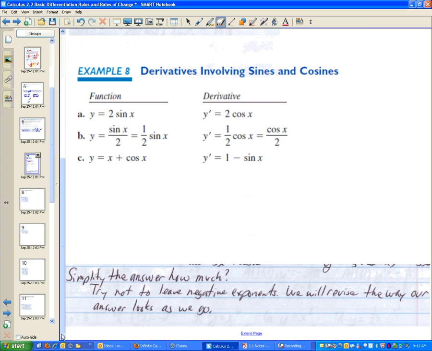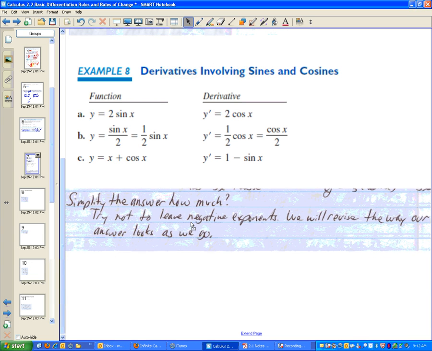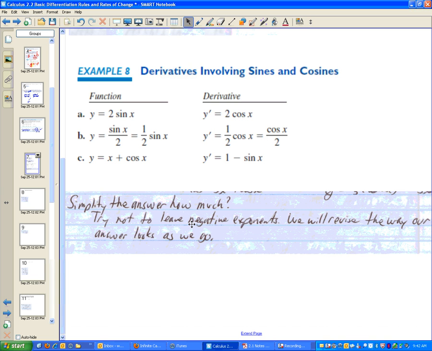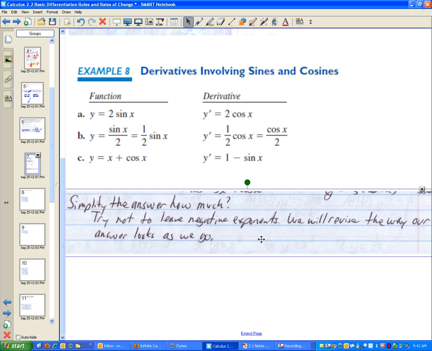Now, something that we'll have to talk about quite a bit as we go through the years is how much to simplify your answer. For now, try not to leave negative exponents, and try to make your answer look like your problem. If there's a radical in it, try to answer with a radical. If it's a fraction when you start, try to answer as a fraction. Okay? And try not to leave negative exponents. And as we go through the year, we'll have to revise this from time to time as we get more and more complicated things. Okay? Questions?